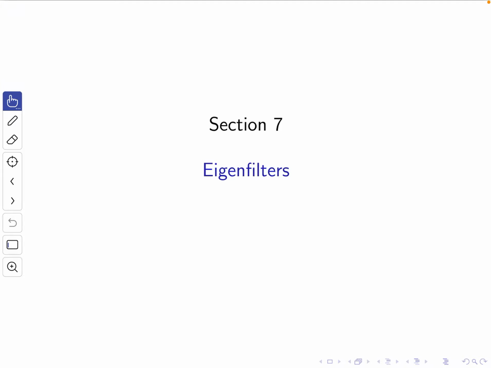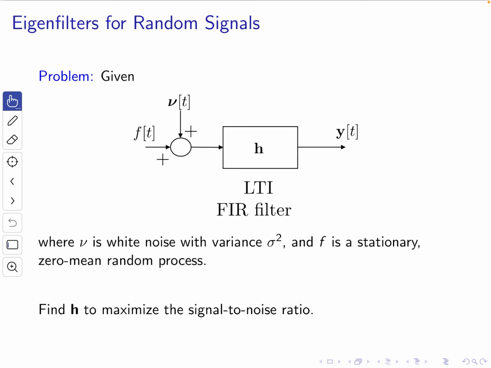Okay, this little section here at the end is just a simple application of eigenvalues and eigenvectors to filter design. Suppose I have a linear time invariant filter that I need to design. In other words, it's going to be a finite impulse response filter, so I need to define the coefficients of this filter H.